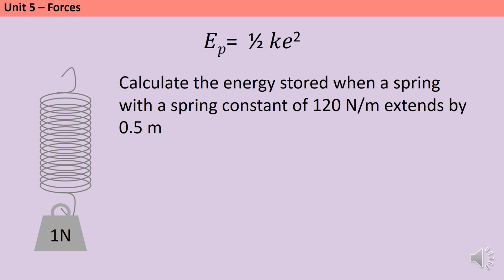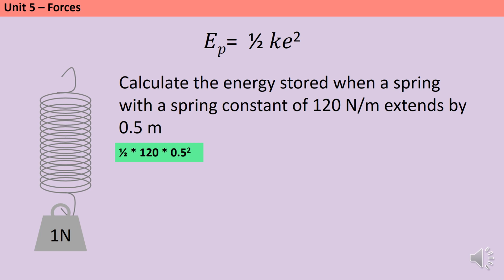Let's practice using this equation to calculate elastic potential energy. Calculate the energy stored when a spring with a spring constant of 120 newtons per metre extends by 0.5 metres. I've been given the equation, so the first thing to do is to substitute in the numbers in the right places. 120 is the spring constant, so it goes where K would go, and 0.5 is the extension, so it goes where E would go.